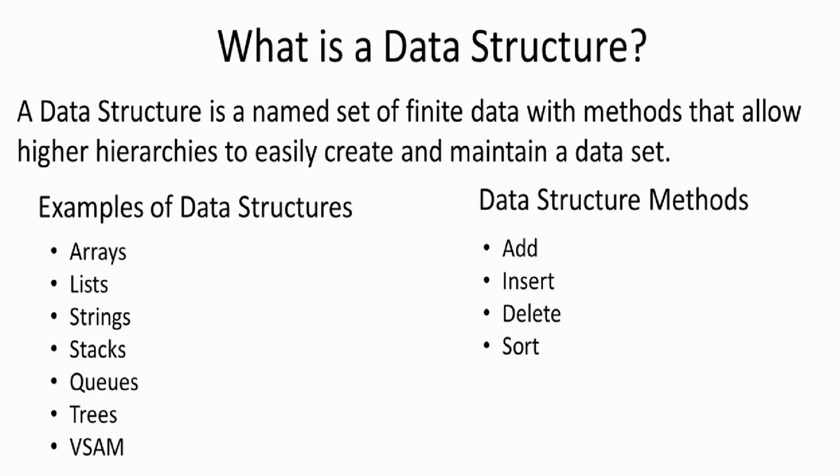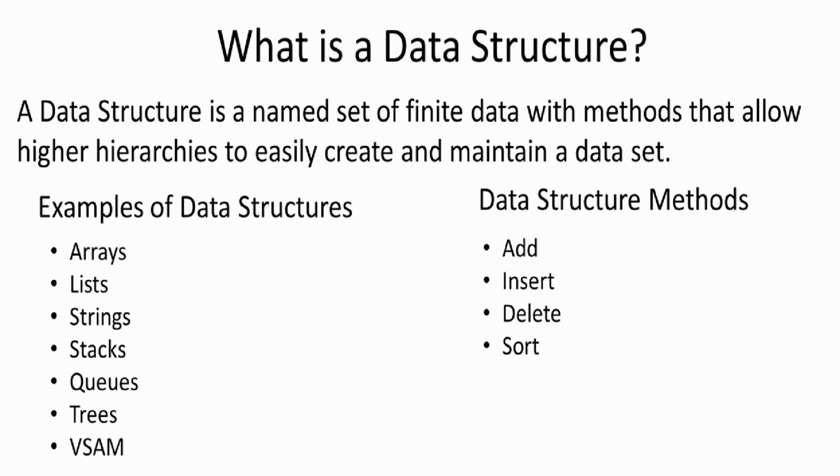Before we start coding, let's do a brief overview of what exactly a data structure is. A data structure is a named set of finite data with methods that allow higher hierarchies to easily create and maintain the data. So you may have a big set of data, and what a data structure does is it allows an easy way to organize it and efficiently maintain it. An example that everybody knows of a data structure is an array. An array is in pretty much every programming language. And there's also lists, strings, and stacks. We are going to discuss some more.